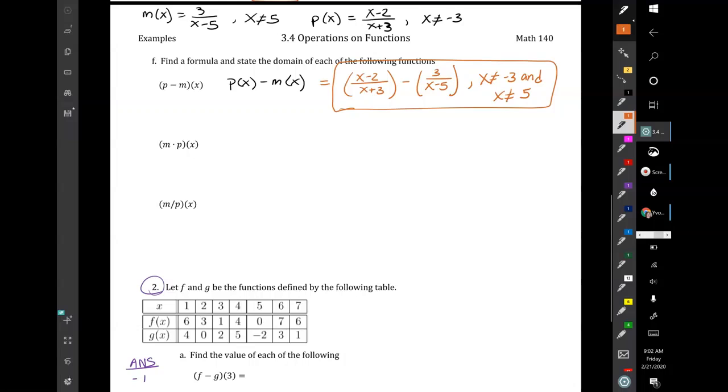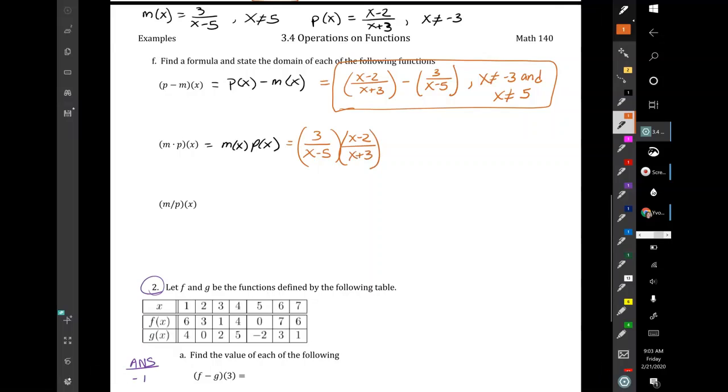If you were asked to simplify and subtract this expression, that's something we can review in class together. I think that just gets a little messy here. M times P of X would be the same as M of X times P of X. And again, we can just kind of write those next to each other. 3 over X minus 5, and then times X minus 2 over X plus 3.